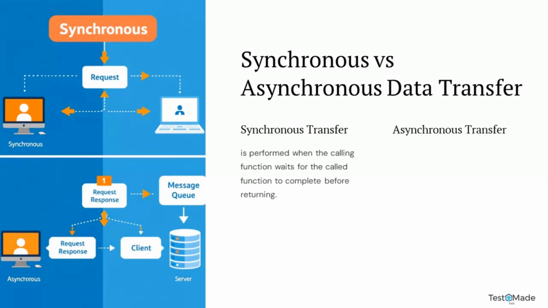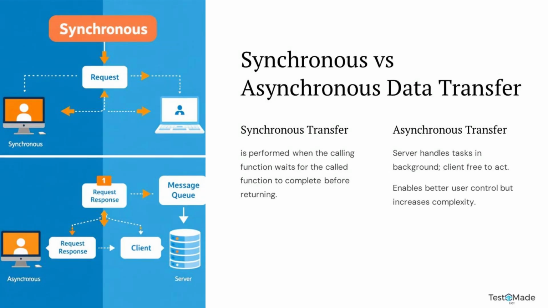The data transfer can be performed in the following two approaches. Synchronous data transfer is performed when the calling function waits for the called function to complete before returning. Asynchronous data transfer is performed when the called server function returns immediately, processes the data in the background, and calls back the calling client function once it completes the task. This gives users more control. However, implementing the handshake mechanism increases complexity concerning the availability of the client or the network when the server initiates the callback.